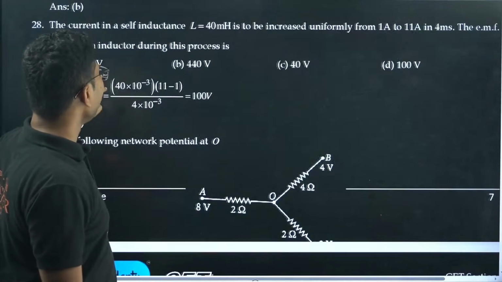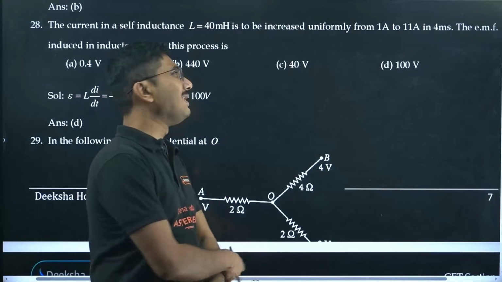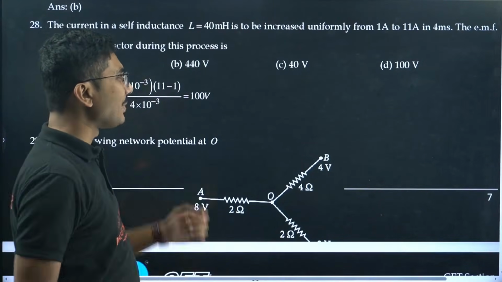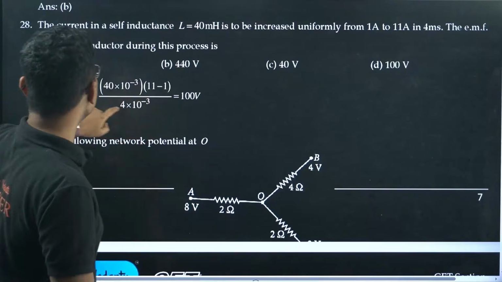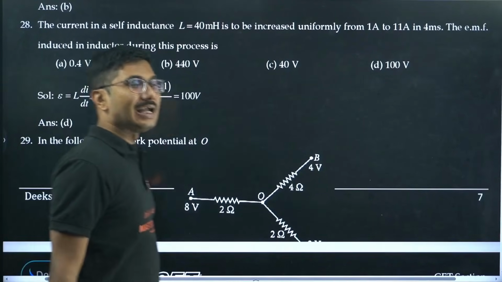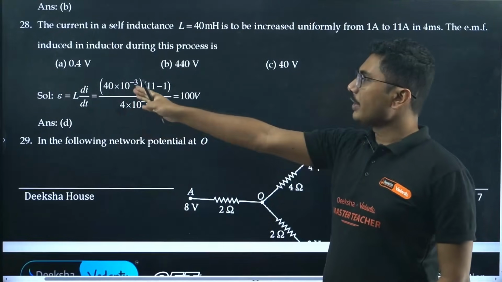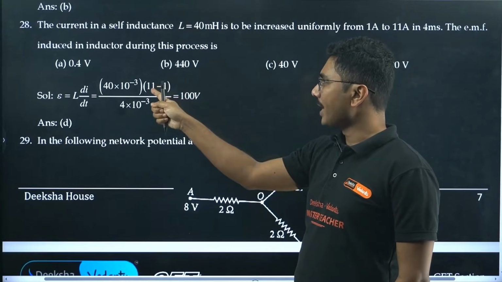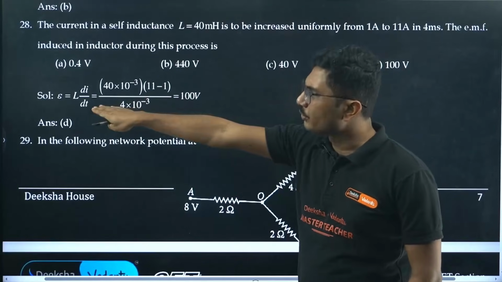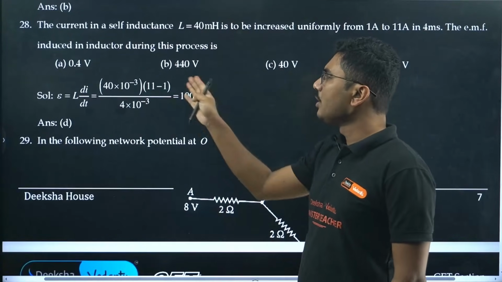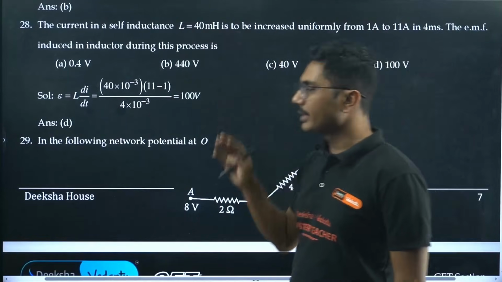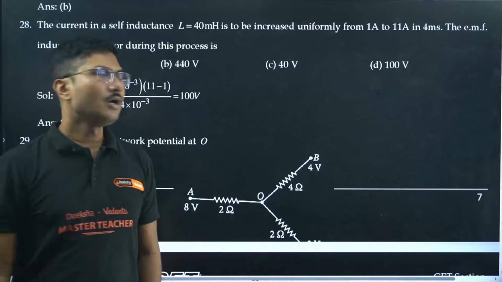The current in a self-inductance L equals 40 millihenry is to be increased uniformly from 1 ampere to 11 ampere in 4 millisecond. The EMF induced in the conductor? Obviously EMF induced in this case will be L di by dt. L is given, self-inductance is given. Change in current means final current minus initial current, or you can take the larger minus smaller, you ignore the negative sign, obviously negative sign is not required. So bigger minus smaller is the change in current, time difference is given. From there you can calculate the induced EMF as 100 volt.